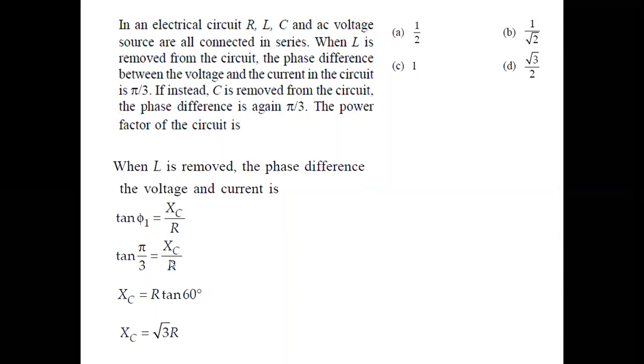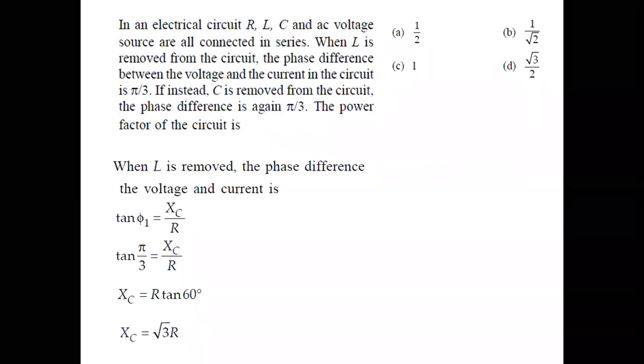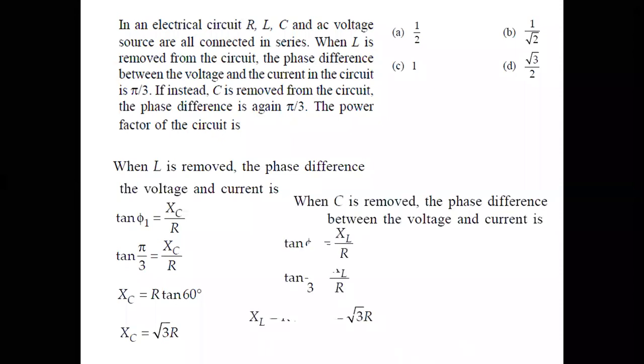The phase angle is pi by 3, tan pi by 3 equal to XC minus XL upon R. XL equal to 0 because L is not present, since XL is given by omega L. Hence XC comes out to be root 3 R. Now, the next part. When C is removed, the phase difference is again pi by 3, phi 2 equal to pi by 3. Again, tan pi by 3 becomes XL by R. Again, we get root 3 R.